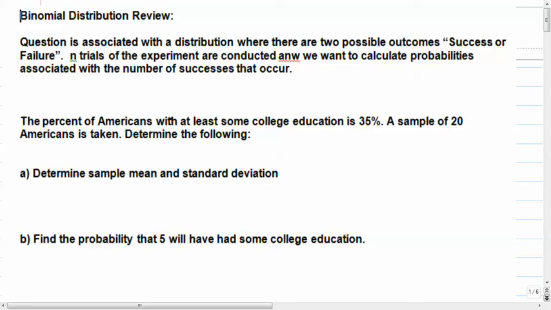Okay, everybody, this is a quick review of the binomial distribution. The question is associated with a distribution where there are two possible outcomes, so look for that: either success or failure. The experiment involves n trials, so you're doing it several times, and that's supposed to be the word "and". You are calculating probabilities associated with the number of successes that occur. So you're counting the number of successes when something is done so many times. Alright? So first, identification of the problem.